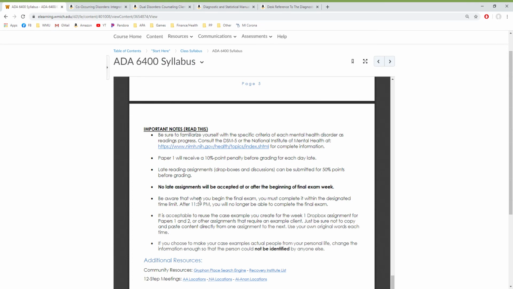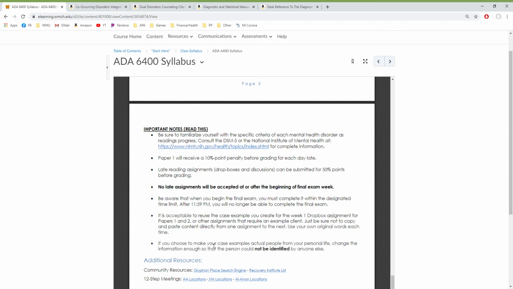There's a couple other things I already mentioned about the final exam. I'm going to talk a little bit about what this says in a minute. This is just talking about what to do for case examples, because there's going to be a lot of case examples that we're going to talk about. You're going to provide some case examples. I'm going to provide some case examples for you. So I'll talk more about that in a minute.